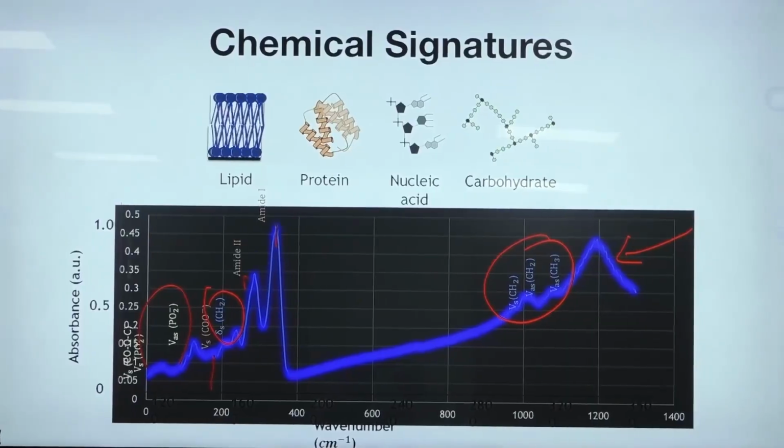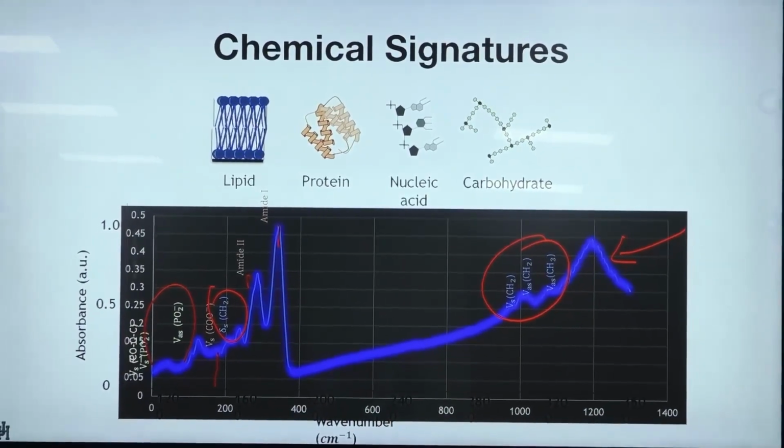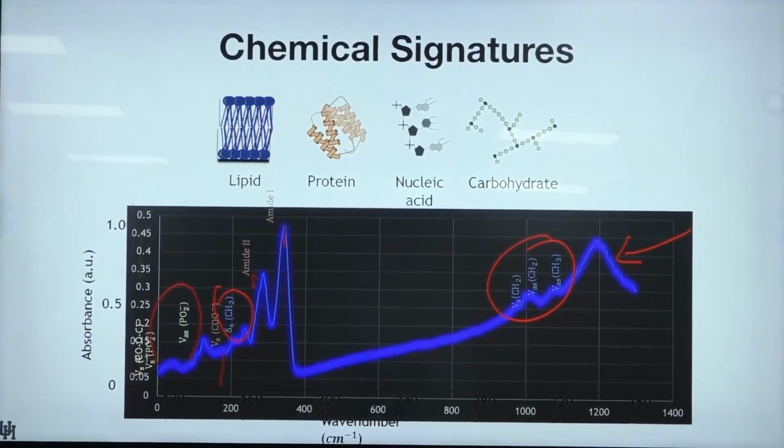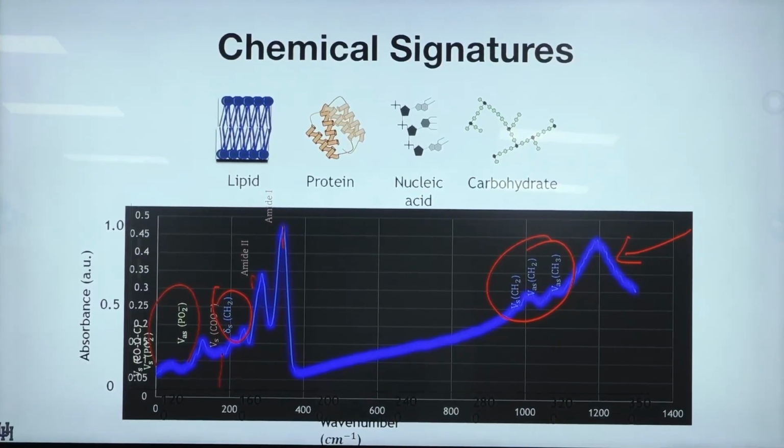A few peaks. Not one peak, but multiple peaks, a combination of peaks. Each bond will have one or a few peaks, and you have multiple bonds, therefore it will be a combination of multiple peaks. And the amplitude can be different.